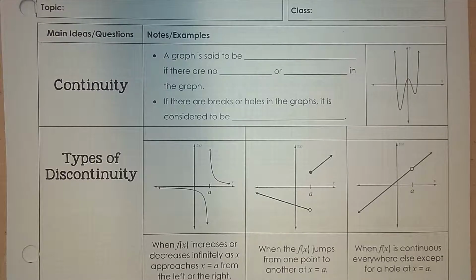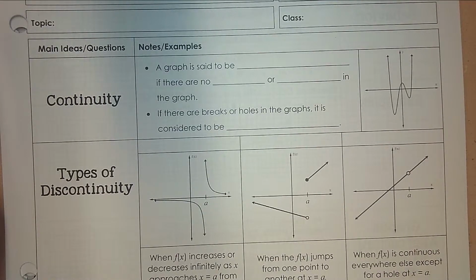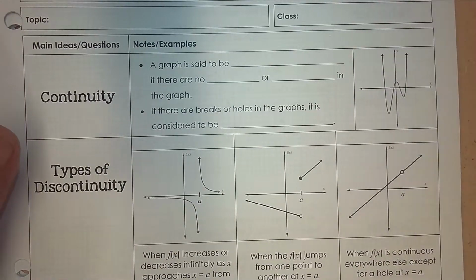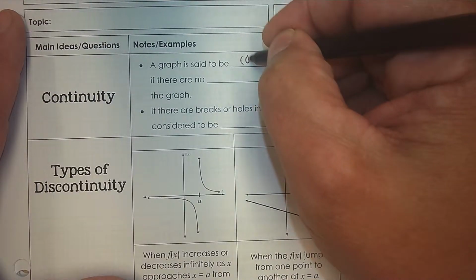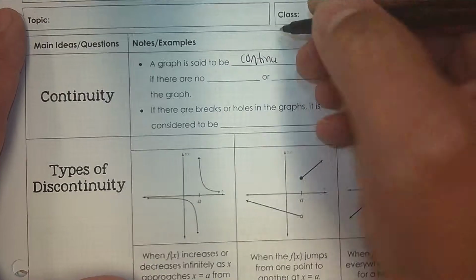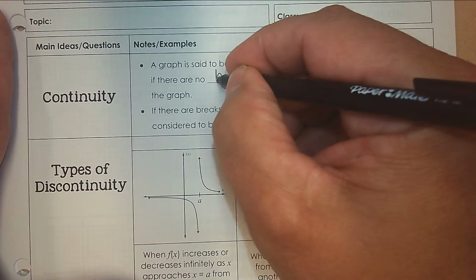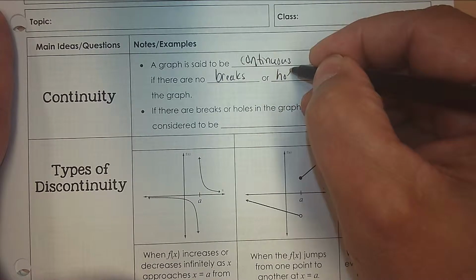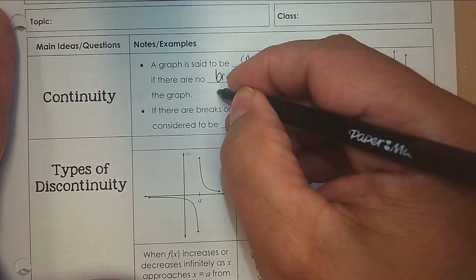All right, here's our lesson on continuity. Big concept in calculus, knowing if a function is continuous. So a graph is said to be continuous if there are no breaks or holes in the graph. And by a break, it could be a jump or it could be an asymptote.